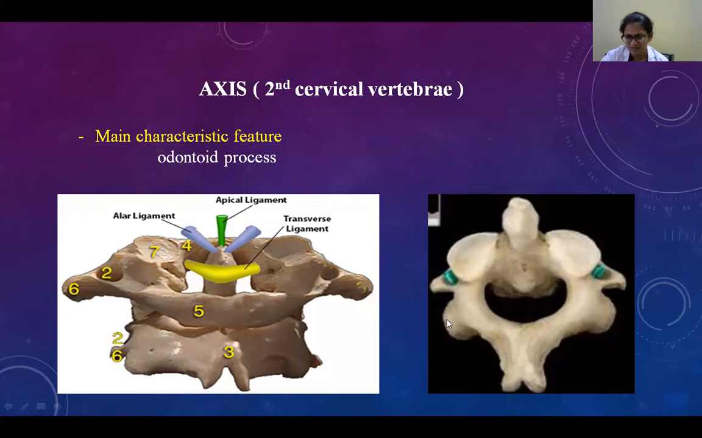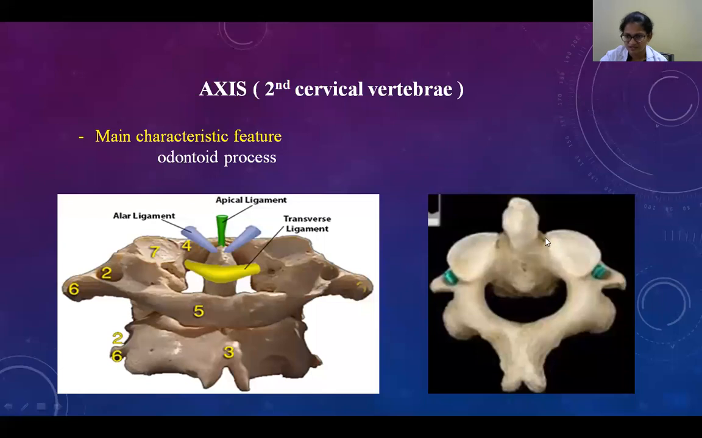Next, these are the inferior articular facets. These inferior articular facets face forwards and laterally. These are the parts of the second cervical vertebra.